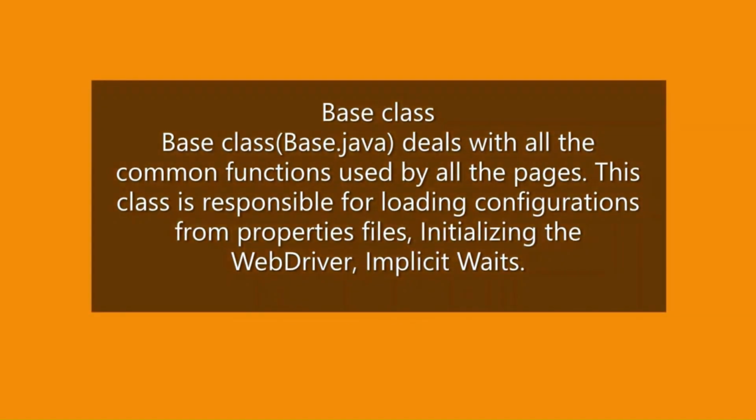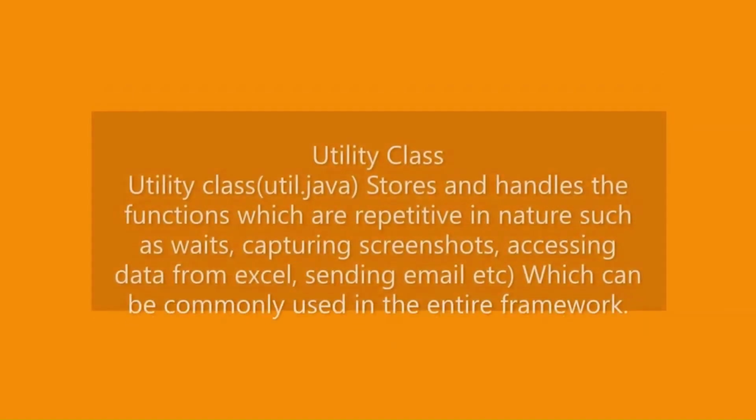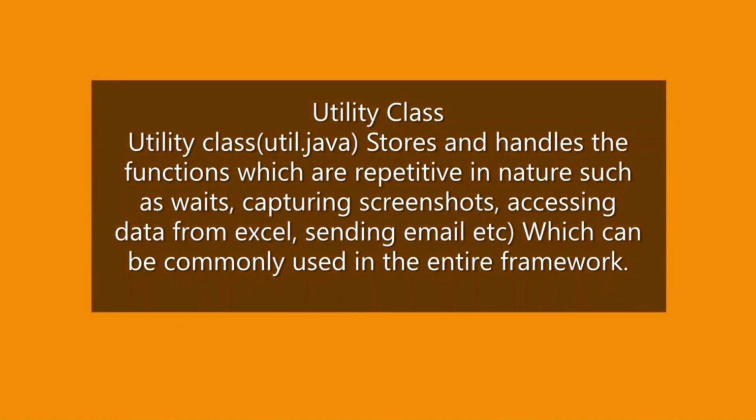Next is the base class. So the base class deals with all the common functions used by all the pages. This class is responsible for loading configurations from property files, initializing your WebDriver and implicit waits. Next is the utility class. So the utility class stores and handles the functions which are repetitive in nature, such as waits, capturing screenshots, accessing data from Excel, sending email, which can commonly be used in the entire framework.